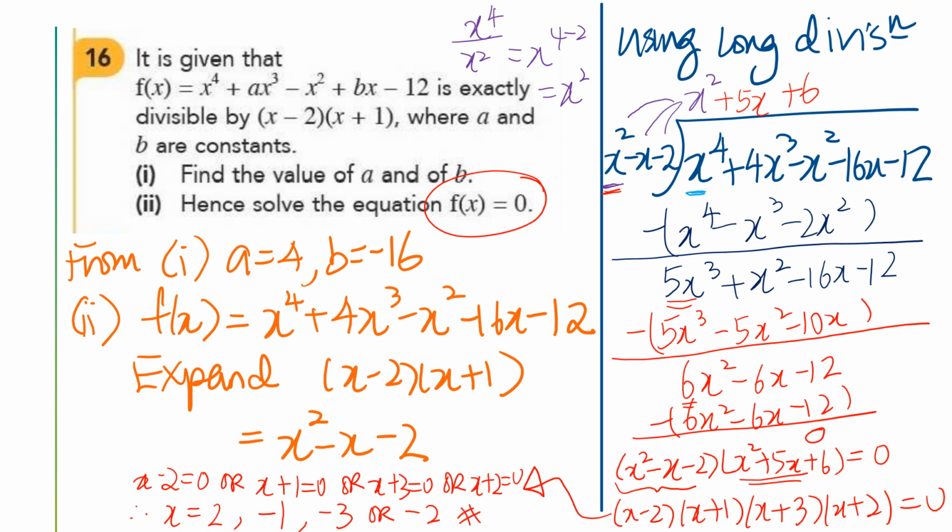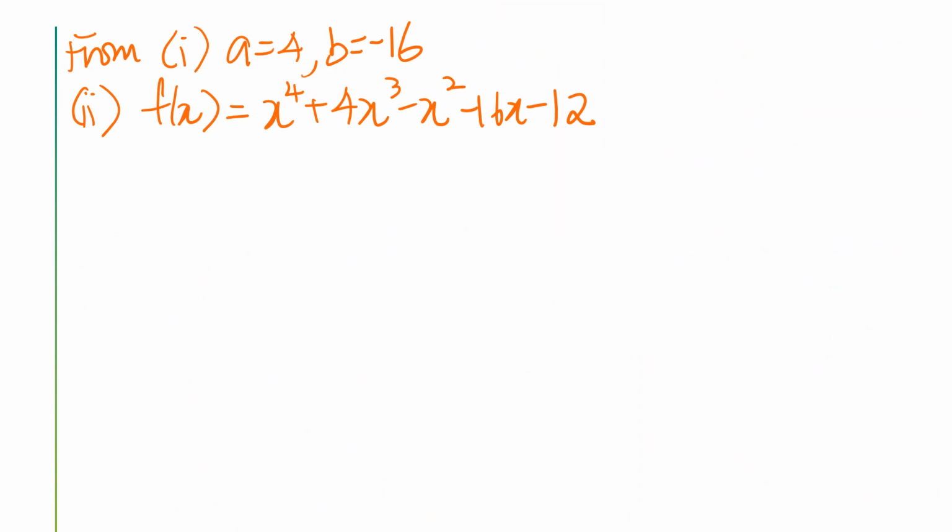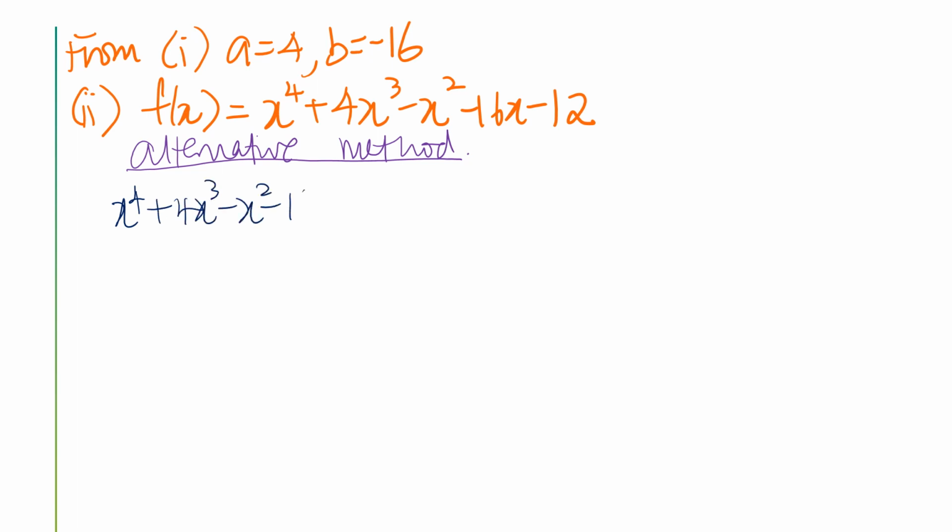The next slide, I will show you how you use compare coefficients of similar terms to do it. Okay, so I'm going to show you alternative methods to finding the remaining factors rather than using long division. This method is to compare coefficients of similar terms on both sides. Let's start off by writing your dividend. This is your dividend, which equals your divisor, x squared minus x minus 2.